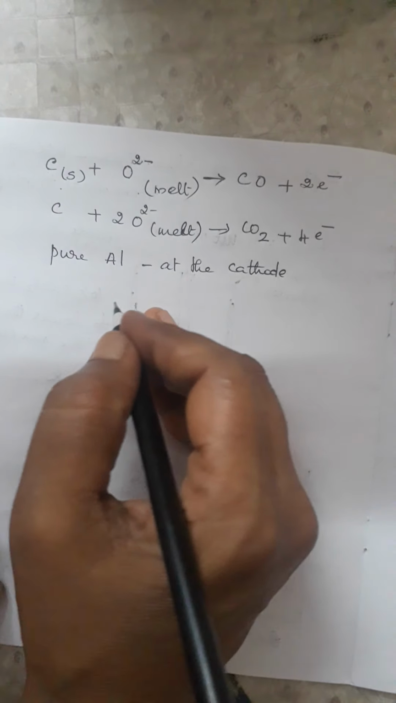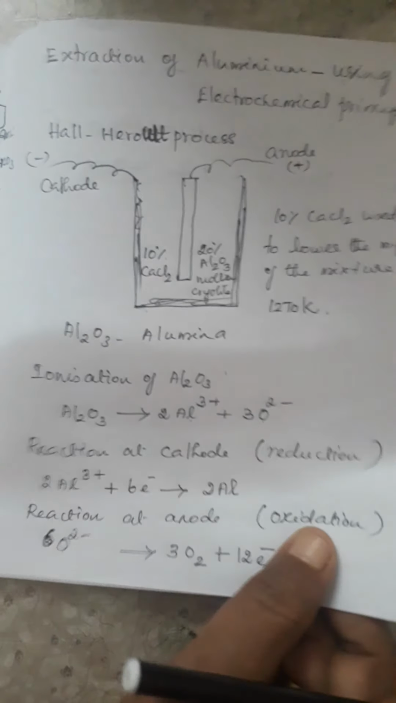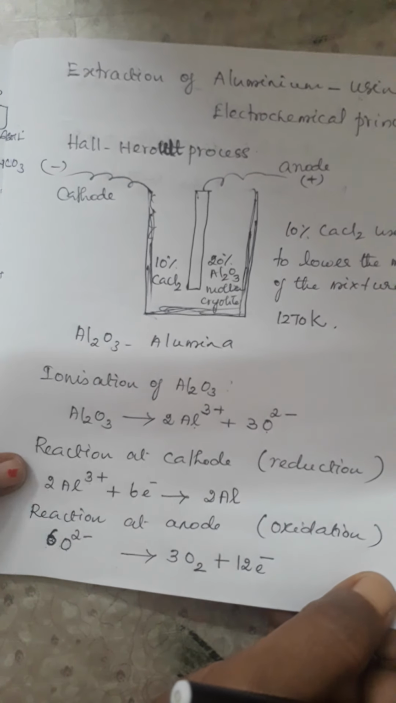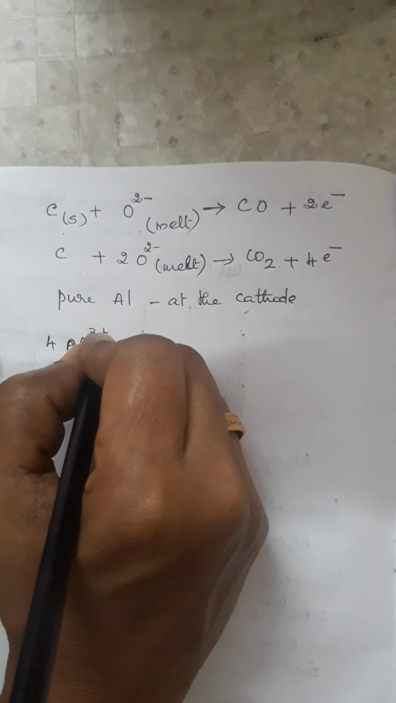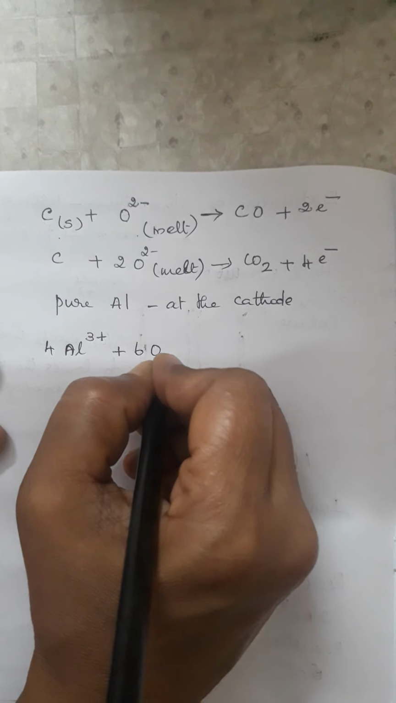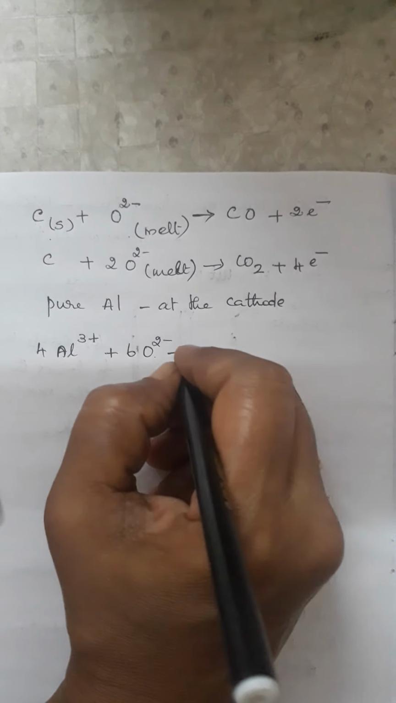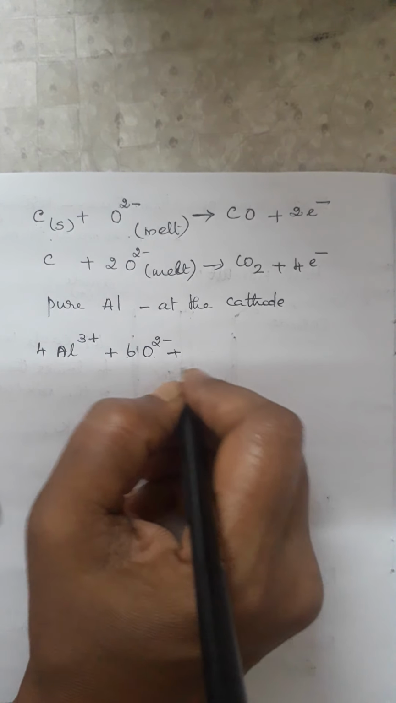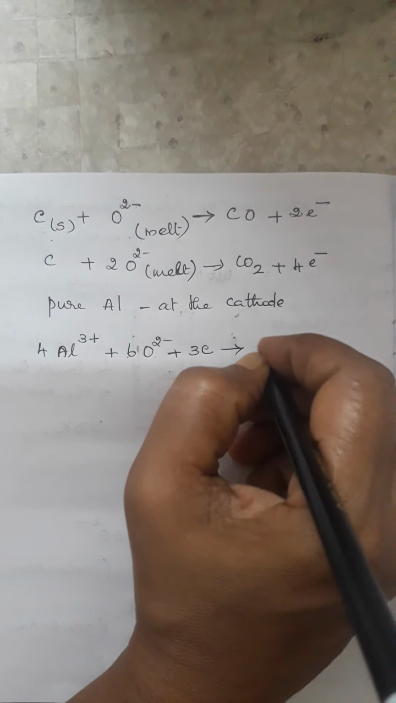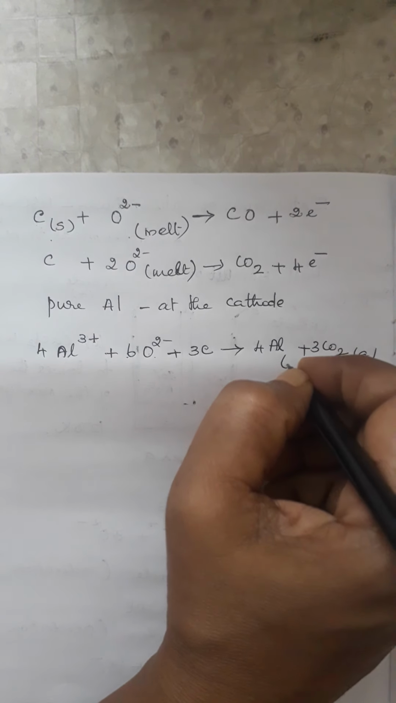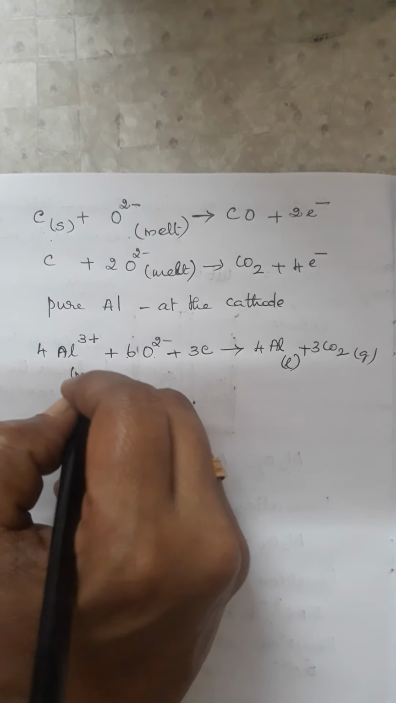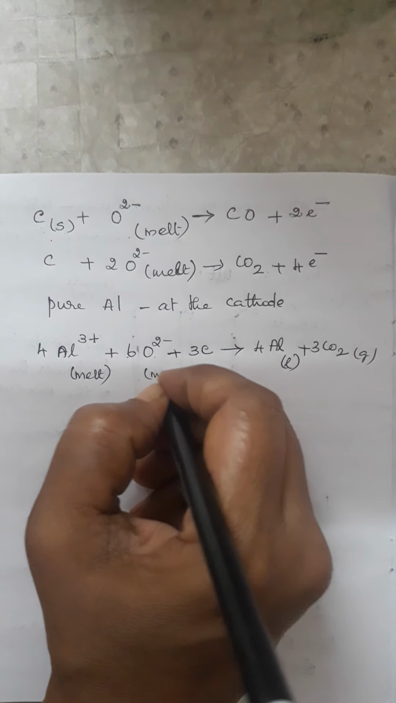The net electrolysis reaction we can take from these reactions. That is 6 oxygen atoms. Therefore, we can multiply this equation by 2. Therefore, we can write 4Al3+ in the melt and 6O2-, and carbon, 6 oxygen becomes 3O2. Therefore, we can take 3 carbon atoms and we'll get 4Al plus 3CO2. And this is in the gaseous state, this is in the liquid form, and this is from the melt, this also from the melt.